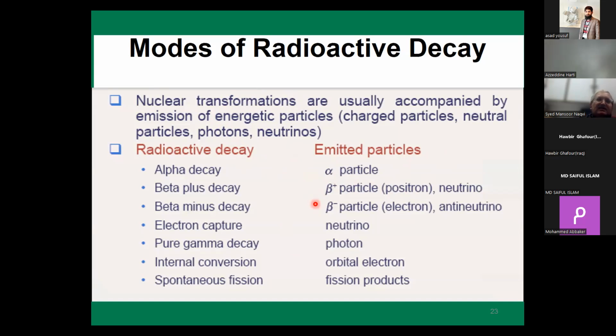When alpha decay occurs, alpha particles are emitted, which are helium nuclei. When beta positive decay occurs, positrons and neutrinos are emitted. With beta negative decay, negative particles, electrons, are emitted with antineutrinos. In electron capture, neutrinos are emitted. In pure gamma decay, only photons are emitted. In internal conversion, orbital electrons along with characteristic X-rays are produced, and in spontaneous fission, the fission products and some energy are emitted.